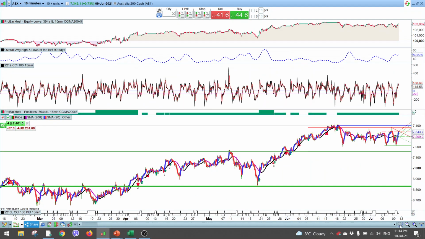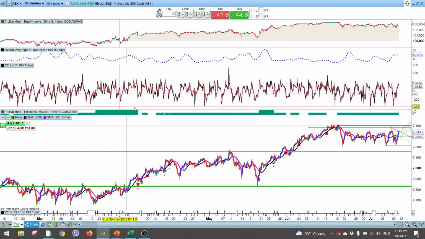This is the ASX 200, and it goes back 5 months. So here we are today, 10th of July, and it goes back approximately 5 months. So effectively, we're opening the trade back here, and we're letting it run, and this is what it accumulates in terms of profit over the 5-month period. So that's our profit chart.